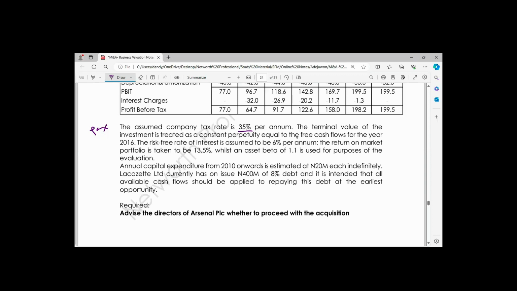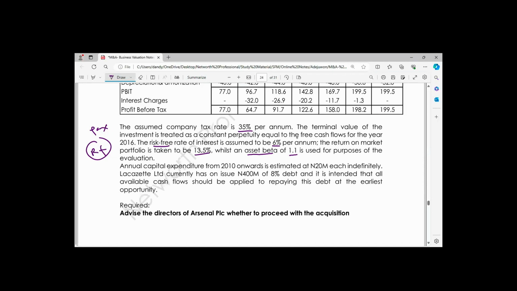The risk-free rate of interest is assumed to be 6%. Here is risk-free rate, which is 6%, RF, per annum. And the return on market portfolio is taken to be 13.5%. Whilst an asset beta of 1.1 is used for the purpose of the evaluation. So we have asset beta.